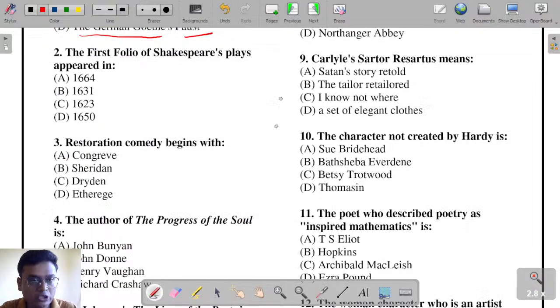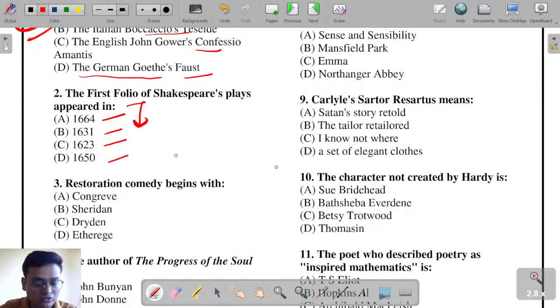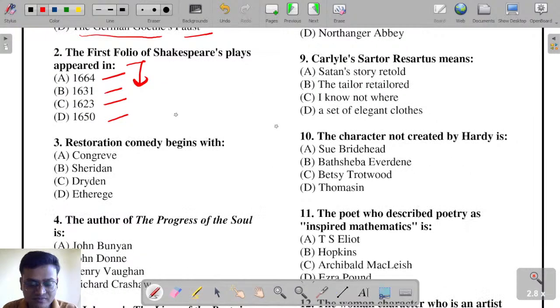The first folio of Shakespeare's plays appeared in 1664, 1631, 1623, or 1650. These are all PYQ questions of the 2005 Paper 2. Do answer in the comment box here. I'll be covering a total of more than 60 questions. I've already covered 10 questions in the PPT, and I'll be covering over 60 questions in this PDF.